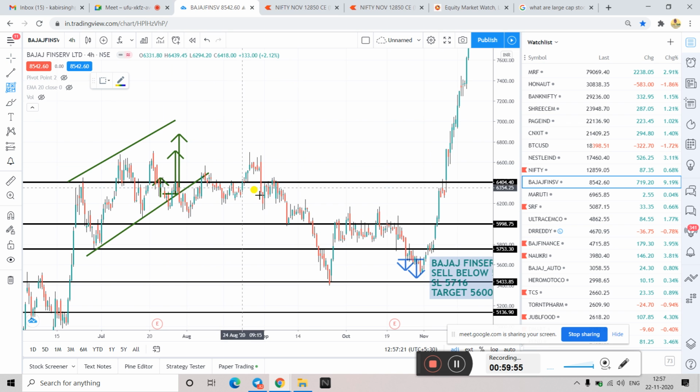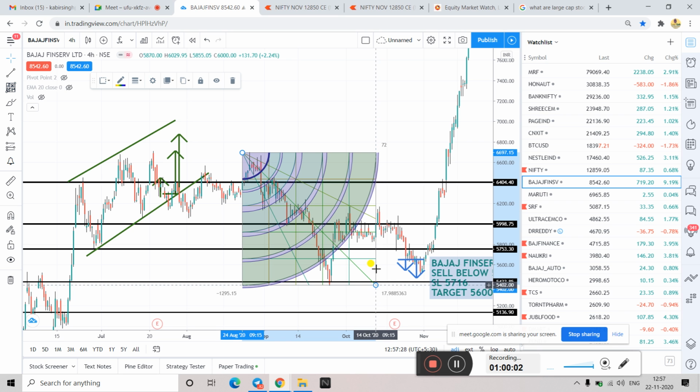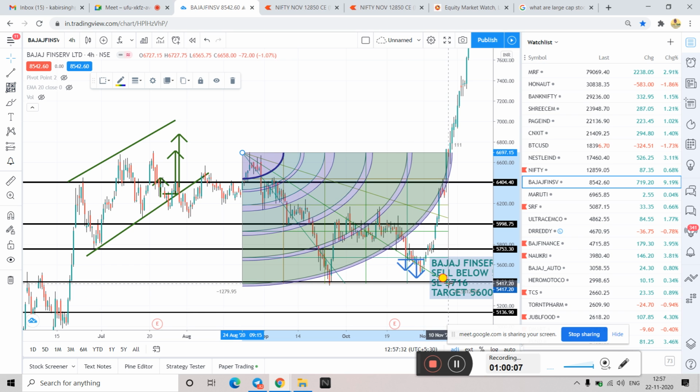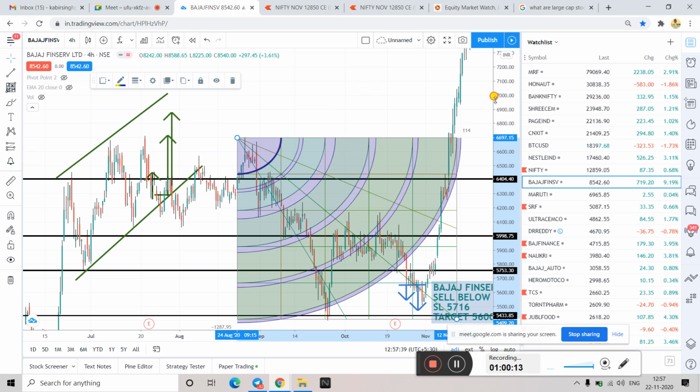Okay, let's take this as a swing high and this one as a swing low. And you can always extend like this. All right, so you can use this Gann as an SNR tool.